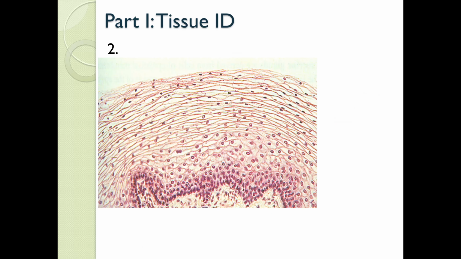So here is the second image you were asked to identify. And so if you figured out that this was stratified squamous epithelium, congratulations. And this is also a type of epithelial tissue. So how did we figure this one out? Well, first we notice that there is a lumen or a blank space in the picture. So that tells us that we are looking at a lining that is lining either the outside of the body, or this would be the inner part of a chamber or passageway.